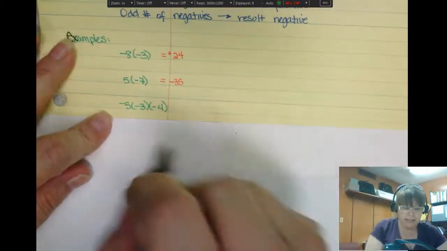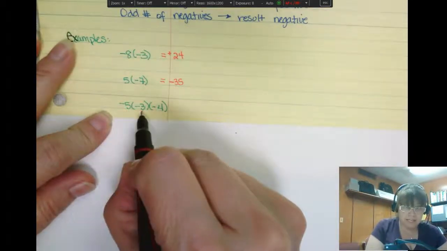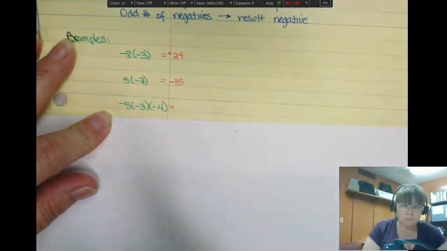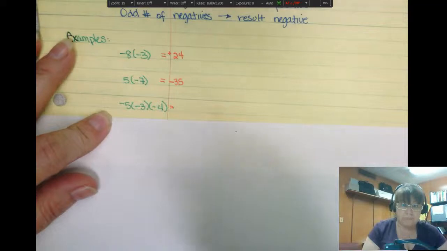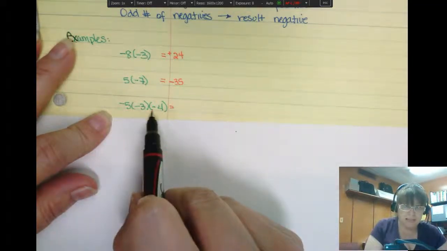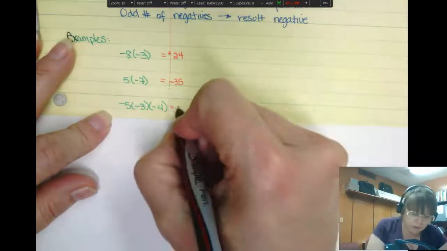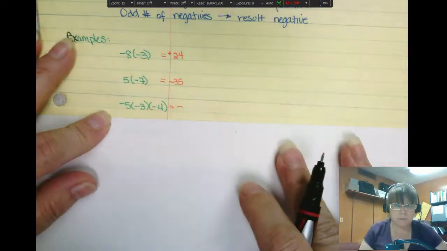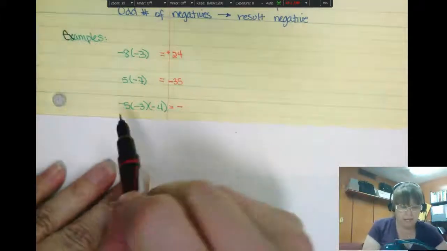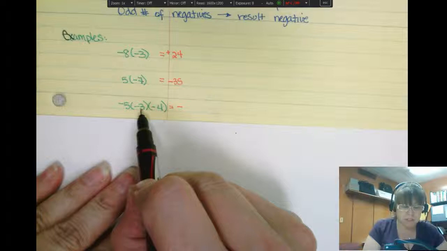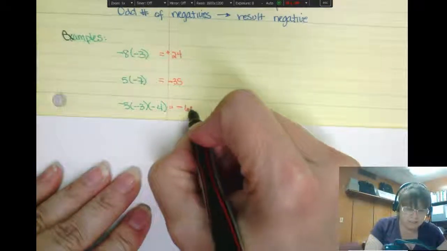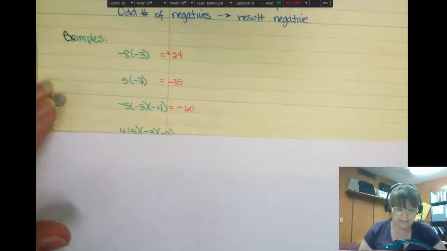Let's try negative 5 times negative 3 times negative 4. I'm going to jump to see if I have a positive or a negative result. I have 1, 2, 3 negatives. 3 is an odd number, so I know whatever my result is, it's going to be negative. So I'm going to take care of my sign right now. Now I just need to worry about what's 5 times 3 is 15, times 4 is 60. So my answer is negative 60.